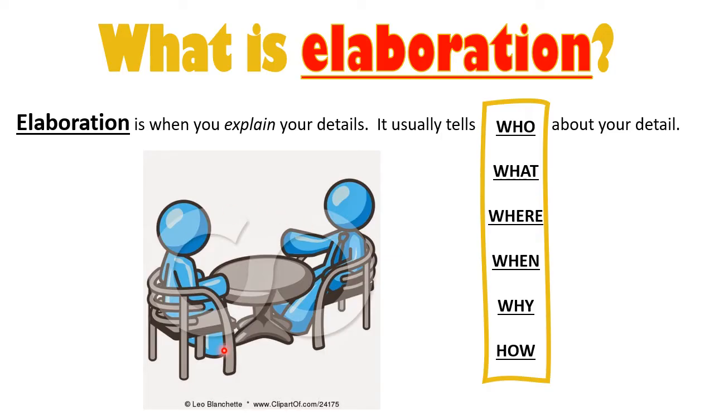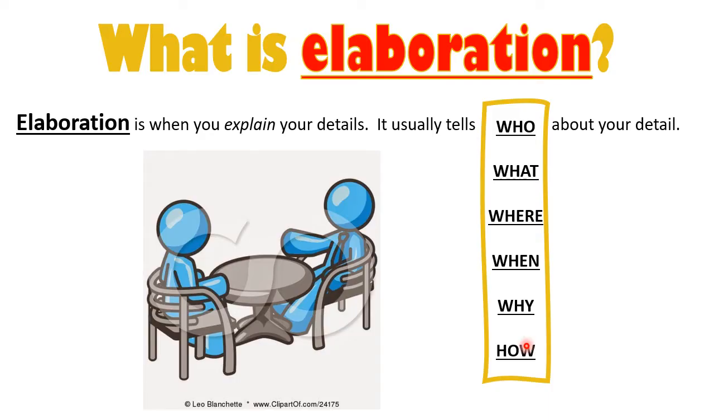And you can see I've got these guys down here. It's like they're explaining something to one another. They're explaining the who, the what, the where, the when, the why, or the how. And those are our typical questioning words. So if you get stuck on what elaboration is, sometimes that's how I remember it. It's the who, what, where, when, why, or how.